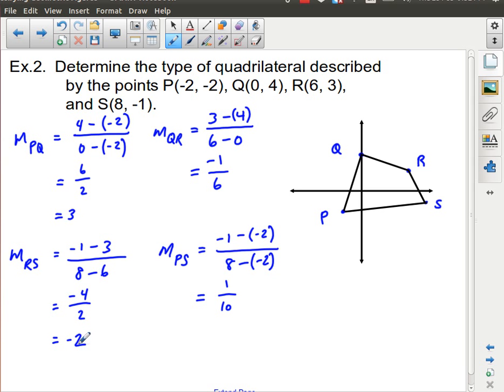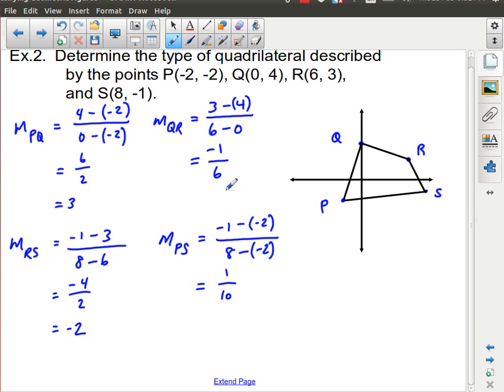The negative reciprocal of this would be +1/2, it's not there. And the negative reciprocal of this would be -10. So none of the negative reciprocals are anywhere else. So I know we are not perpendicular.